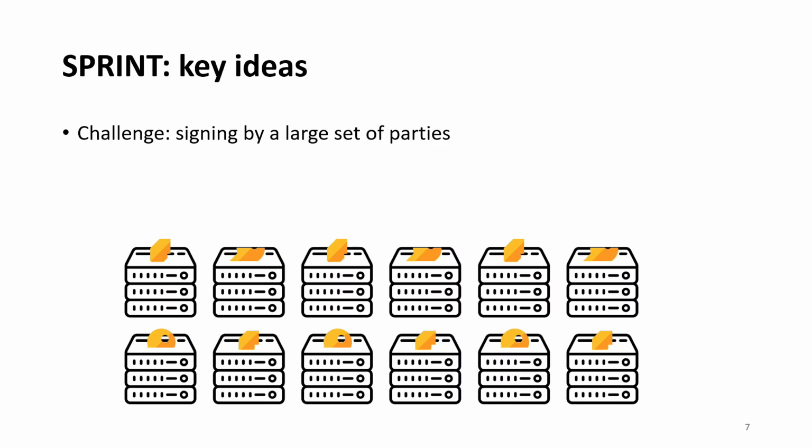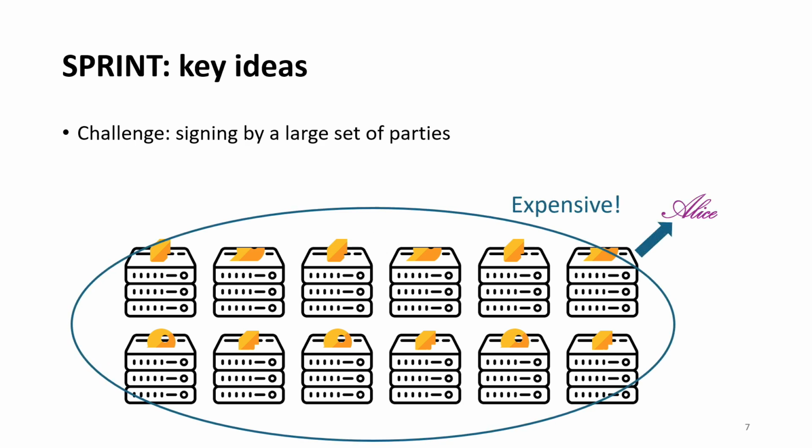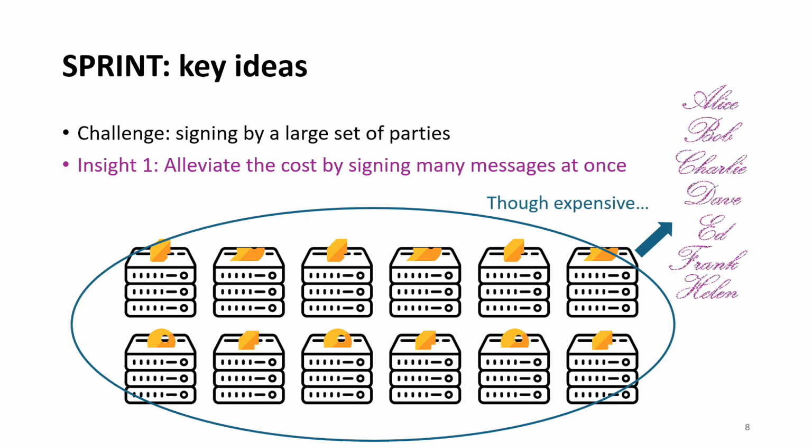Usually the cost of the protocol scales with the number of parties. So if we were to run the existing protocols on a large number of parties, then it is expensive to even sign a single message. Our first idea in this work is to alleviate such cost by signing many messages with only one run of the protocol. So even if the cost is high, we can amortize it over many messages.